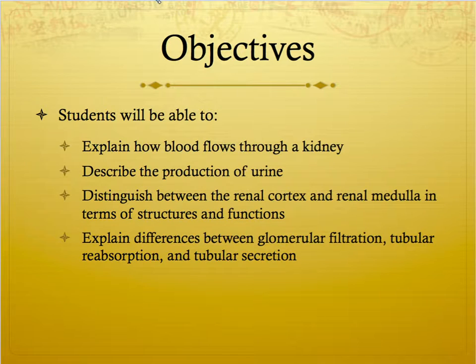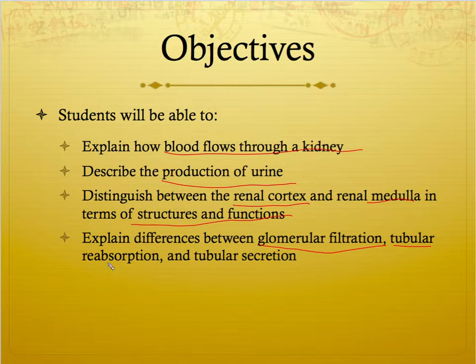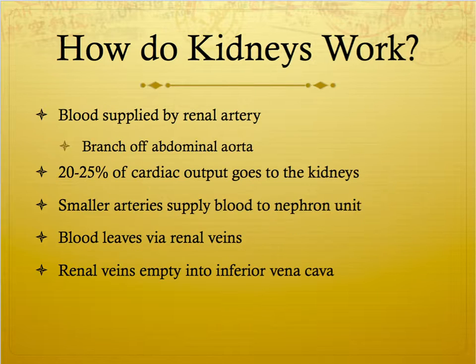So here we go. Goals for you: one, explain how blood flows through a kidney. Two, we want to describe the production of urine. So blood flow through a kidney, production of urine. We want to distinguish between the renal cortex and the renal medulla in terms of structures and functions. We've done a little bit of that previously. We'll talk a little more today. Then we're going to talk about glomerular filtration, tubular reabsorption, and tubular secretion as being the three parts of urine production. So those are going to be our three main parts there.